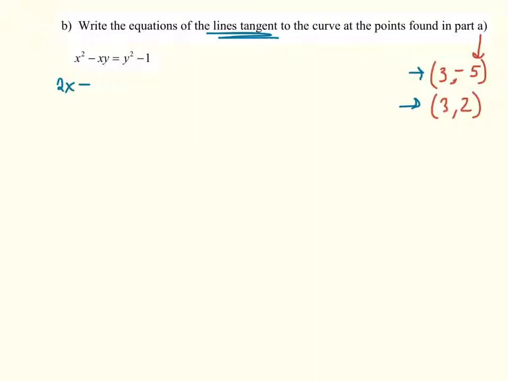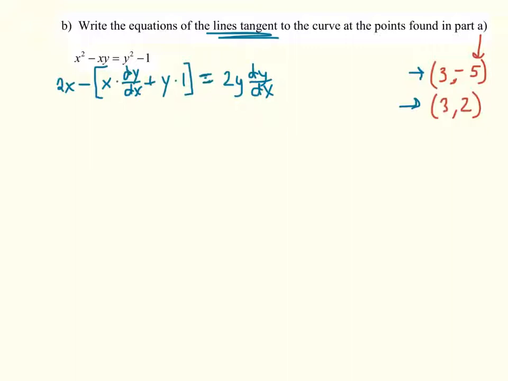Minus, now xy is a product, so I'm going to do the derivative using the product rule. First times the derivative of the second. The derivative of y would be 1 times dy/dx, so I just need to write down the dy/dx. Plus the second, which is y, times the derivative of x, which is 1. And then that is equal to the derivative of y squared, which is 2y dy/dx. The derivative of negative 1 is 0.